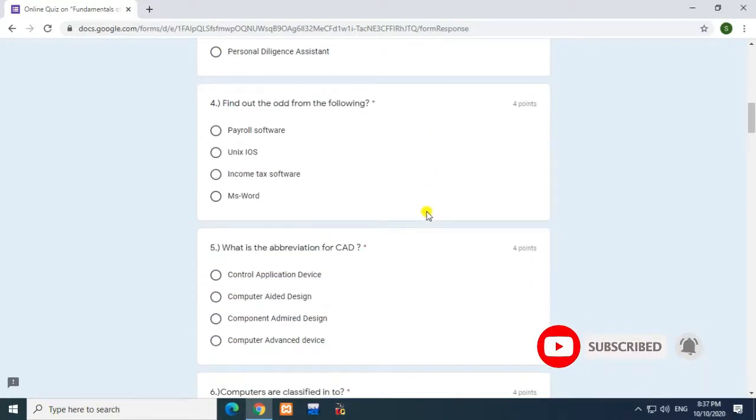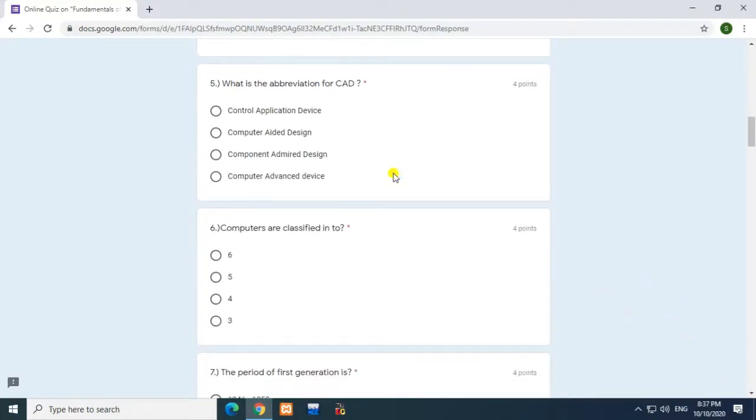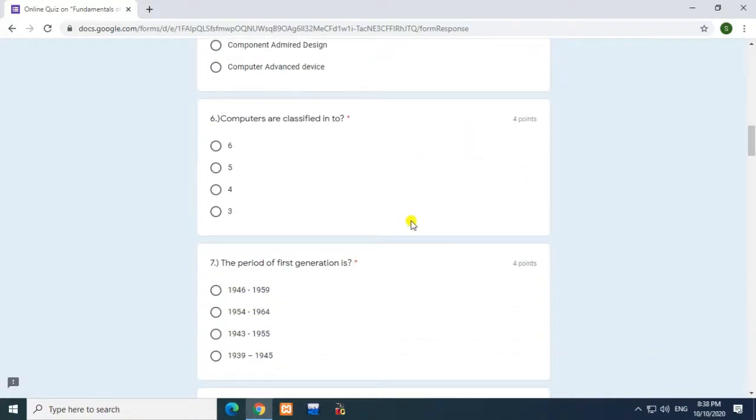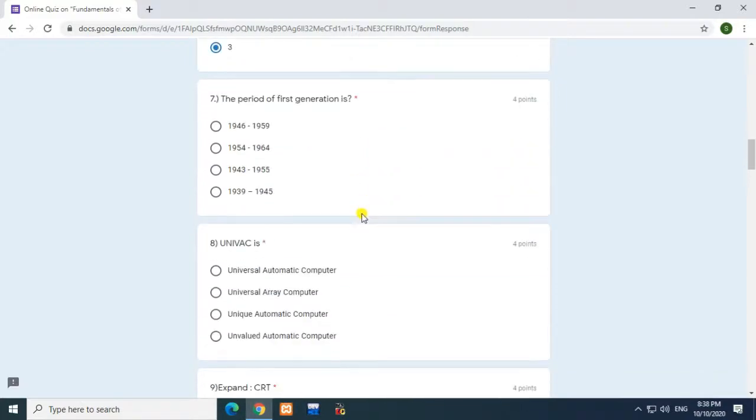Question 4. Find out the OS from the following. Answer Unix, iOS. Question 5. What is the abbreviation for CAD? Answer computer aided design. Question 6. Computers are classified into. Answer 3.